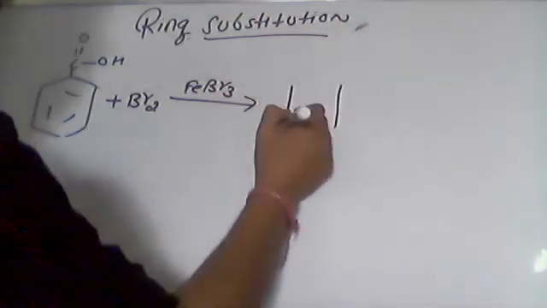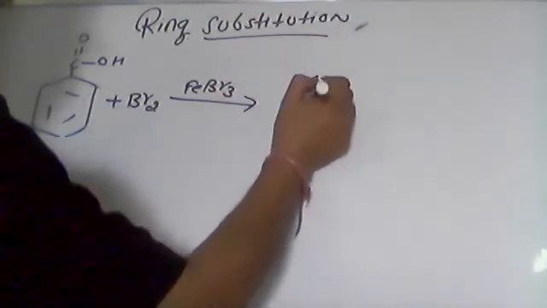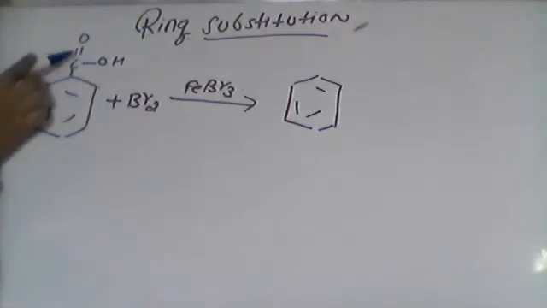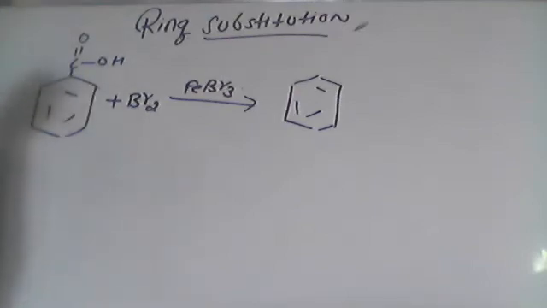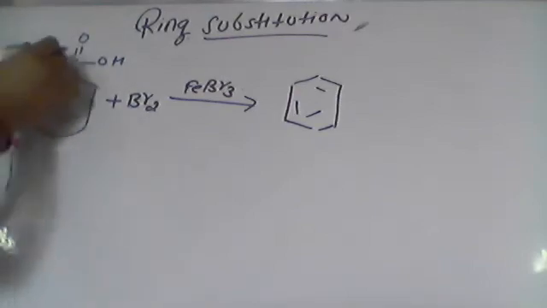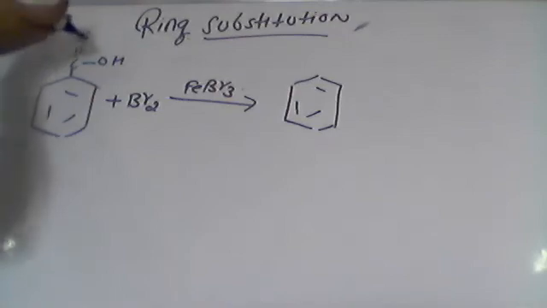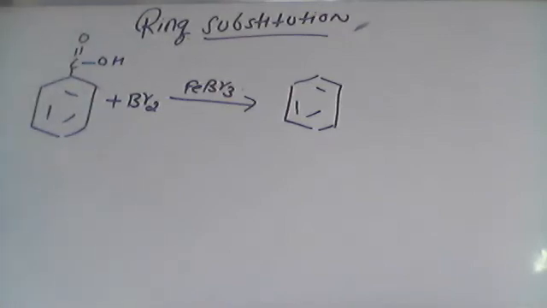At meta, sir. That's great. Good work. Okay. This carbonyl group, C double bond O, oxygen is more electronegative, so it is an electron withdrawing group. Because it is electron withdrawing, the incoming electrophile will go to the meta position.